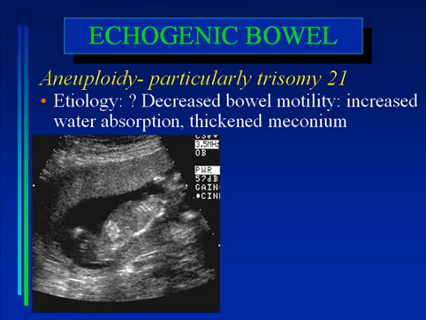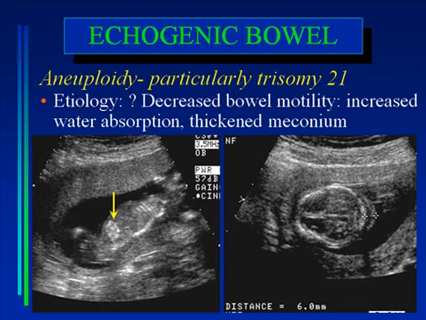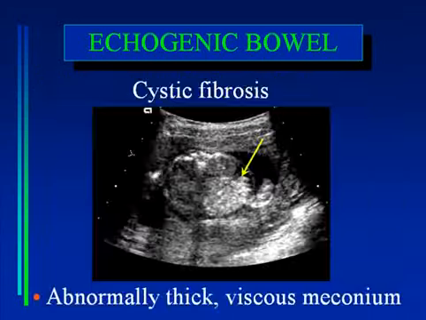Echogenic bowel is seen in fetuses with aneuploidy and in particular trisomy 21. And here is an example of echogenic bowel in a fetus who also had a thickened nuchal fold, with the nuchal fold measuring 6 millimeters. We don't know exactly why you see echogenic bowel in fetuses with aneuploidy, but it has been postulated that it may be due to decreased bowel motility, which then allows for increased water resorption and thickened meconium.